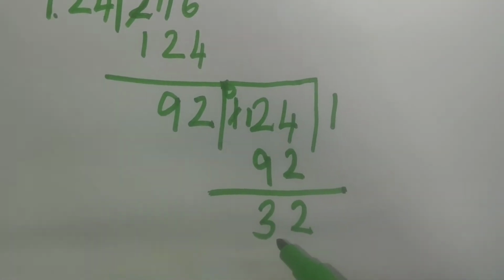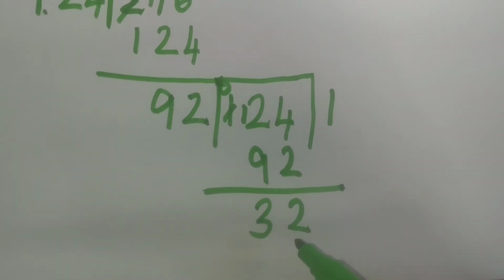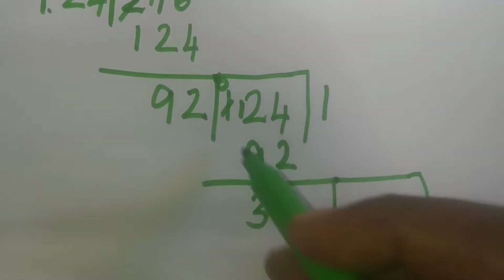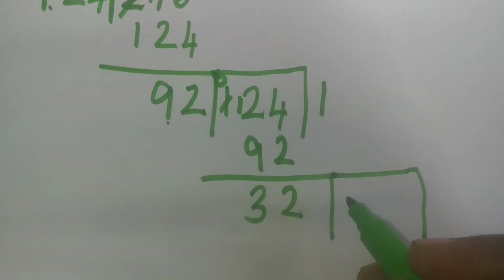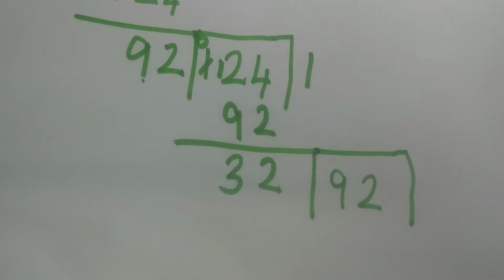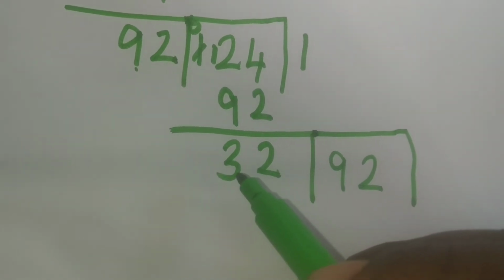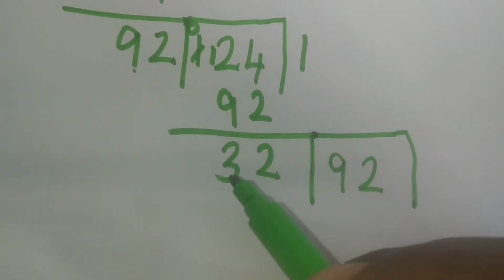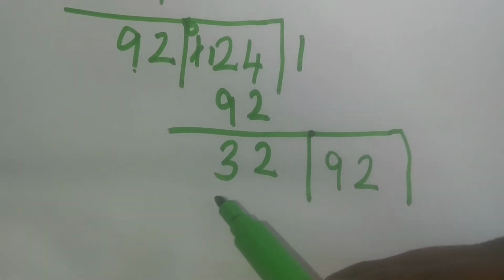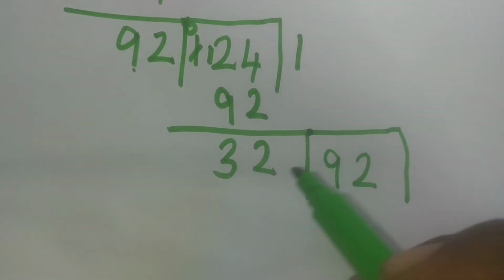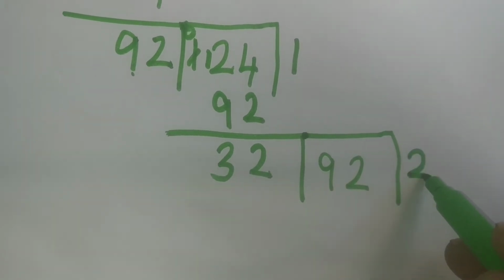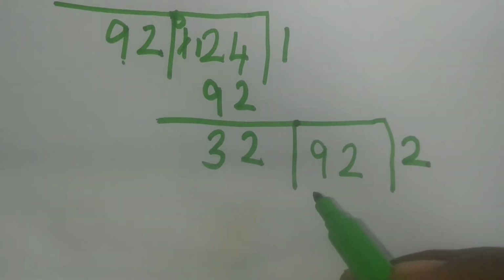Now this remainder becomes the divisor. So what would be the quotient? Yes, this 92. Now we are going to find this. So how many times? 3 times means 3 3s are 9, isn't it? But 3 2s are 6. So 96 means it is greater. So we go with 2 times. So 32 2s are 64.